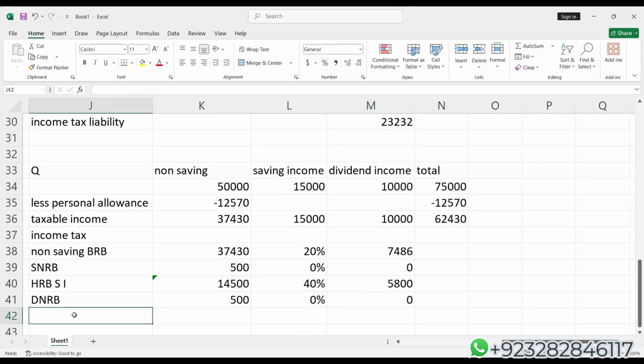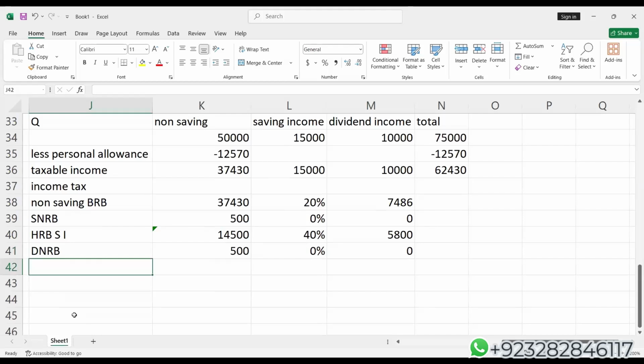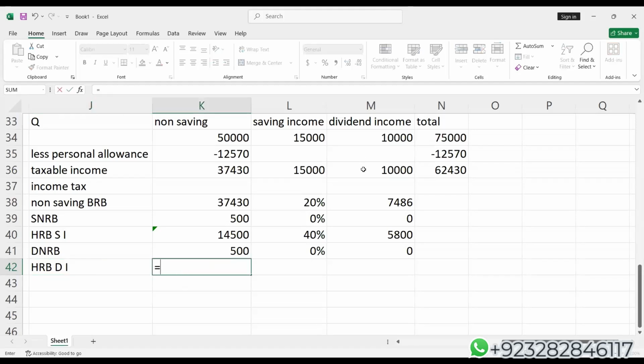Of course, the remaining dividend income, which is 9,500, falls in the high rate band because the basic rate band is already utilized. High rate band dividend income is 10,000 minus the nil rate band of 500.